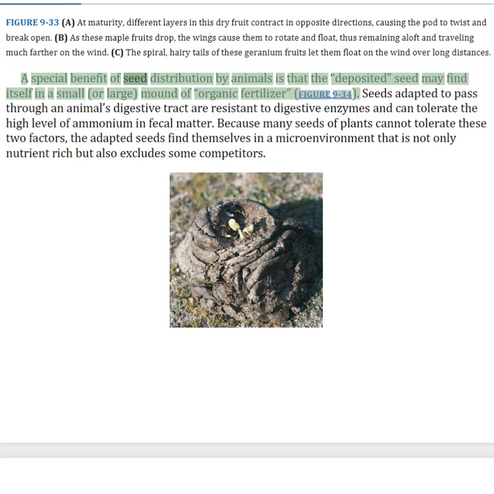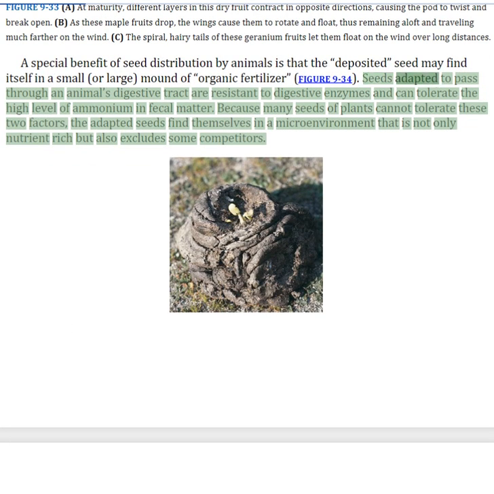A special benefit of seed distribution by animals is that the deposited seed may find itself in a small mound of organic fertilizer. Seeds adapted to pass through an animal's digestive tract are resistant to digestive enzymes and can tolerate the high level of ammonium in fecal matter. Because many seeds of plants cannot tolerate these two factors, the adapted seeds find themselves in a microenvironment that is not only nutrient-rich but also excludes some competitors.